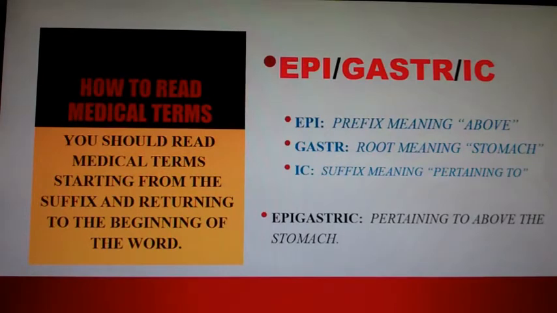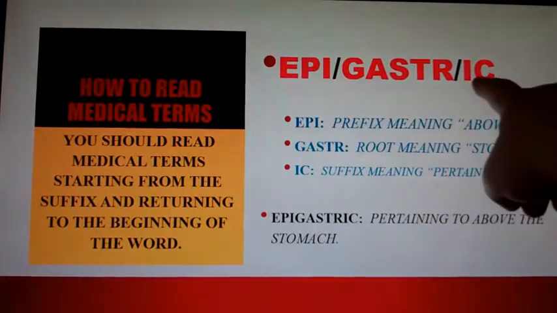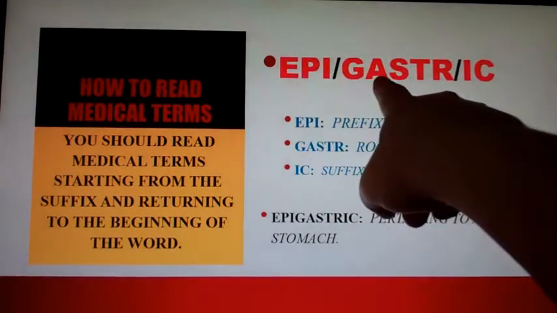How to read medical terms. You should read medical terms starting from the suffix and returning to the beginning of the word. Epigastric: epi, prefix meaning above. Gastr, root meaning stomach. Ic, suffix meaning pertaining to. Epigastric, pertaining to above the stomach. You start with the suffix and you go to the beginning. So, pertaining to above stomach.